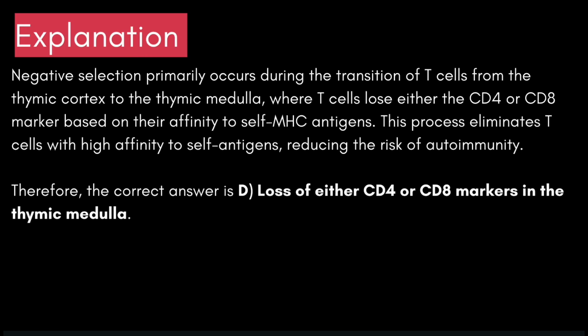Negative selection primarily occurs during the transition of T cells from the thymic cortex to the thymic medulla, where T cells lose either the CD4 or CD8 marker based on their affinity to self-MHC antigens. This process eliminates T cells with high affinity to self-antigens, reducing their risk of autoimmunity. Therefore, the correct answer is D, loss of either CD4 or CD8 markers in the thymic medulla. Let's go ahead and look at why the other answer choices are incorrect.